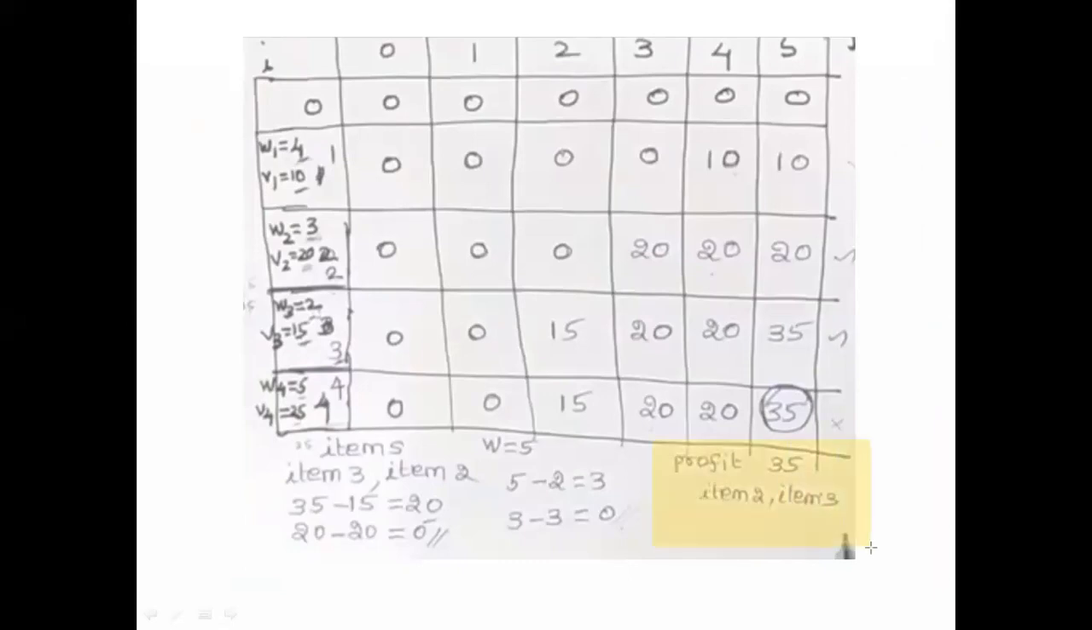The final solution is this one. Profit is maximum 35 and the items are 2 and 3. So read the problem table columns carefully and you must know which items we have to insert, and what the maximum profit is. Okay, thank you to all.